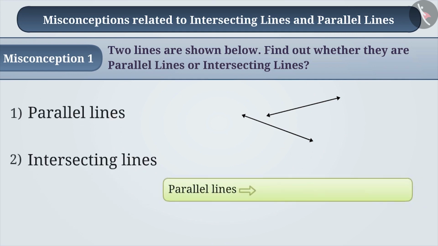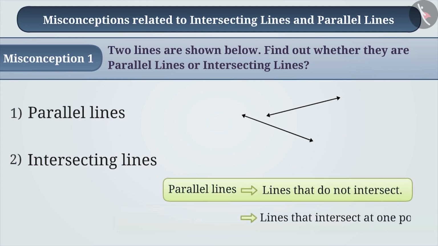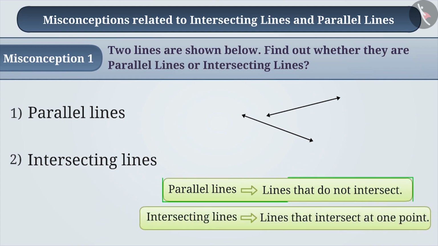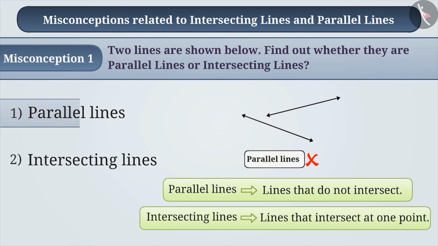Lines that do not intersect are called parallel lines, whereas lines which intersect at a point are called intersecting lines. Some children memorize these interpretations. They do not understand their true meaning. As children see here that the given lines are not intersecting at any point, they think that the given lines are parallel lines. With this misunderstanding, option 1, the wrong answer, is chosen.